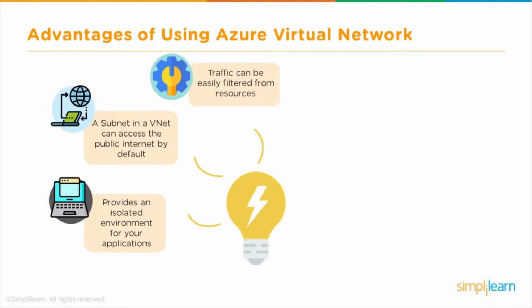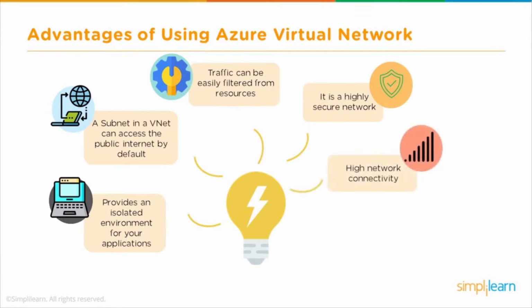Traffic can be easily filtered from different resources. You can have some access control lists defined, you can have some security groups created, and you can control how you want to allow the traffic onto the servers or the application. It is a highly secure network, and the security groups and the policies are implemented by the end user. So you can design how the security should be implemented.